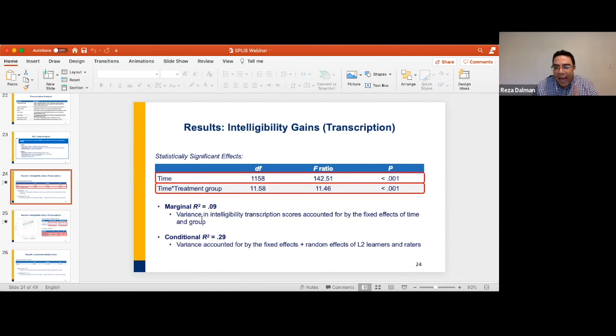Actually, I collected accent familiarity data for each one of the raters, and the results showed that there was not a significant correlation between the degree of accent familiarity and their intelligibility and comprehensibility judgments. This is something that I did. And for the training, let me show this.